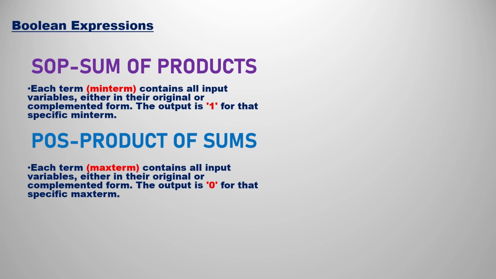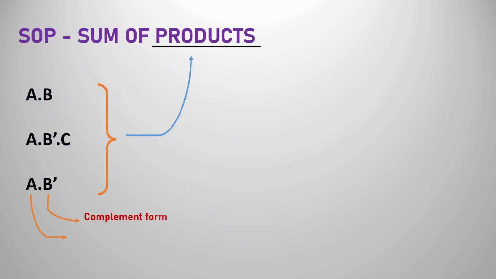We are going to start with SOP, sum of products. Forget about the sum for now and look at the product terms: A dot B, A dot B bar dot C, A dot B bar. We have three terms that I am showing there, and those are known as product terms. A product term is nothing but the AND gate representation. If you AND those things, those are the product terms. If any variable, whether A, B or C, has a bar, that is known as the complement form. If it doesn't have a bar, that is known as the true form. This is the meaning of product terms.